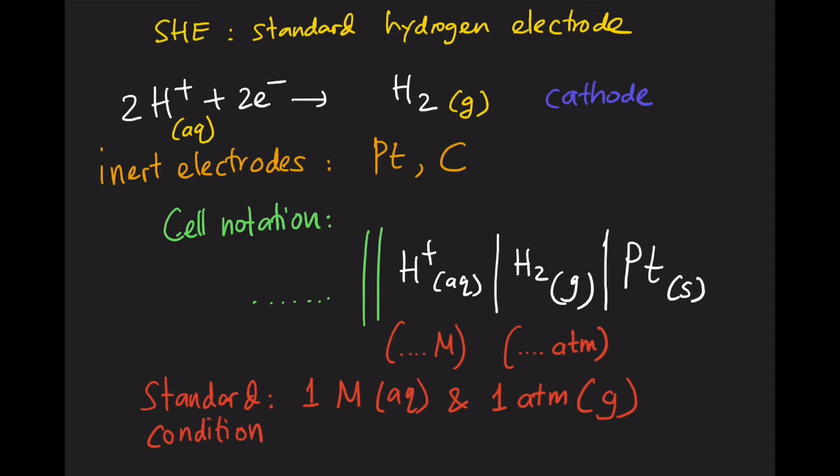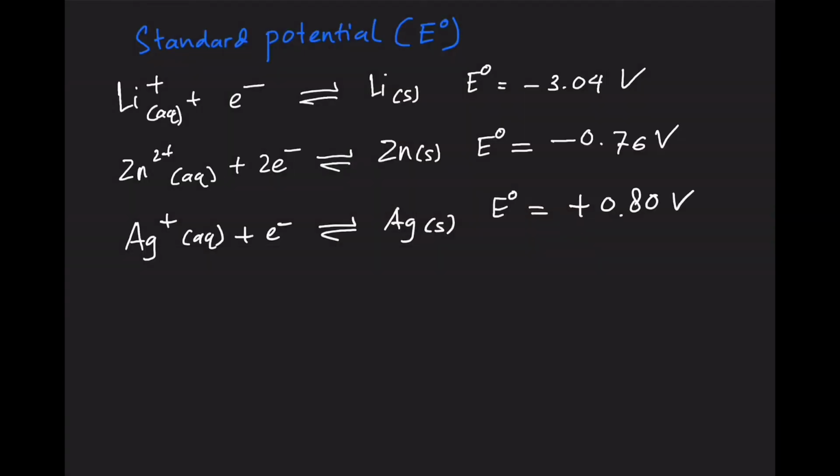Of course, we can also have the non-standard ones where the concentration will become any other number but 1, and for gas it will be any other pressure but 1 atm. That will be the non-standard condition. So with that in mind, I will introduce you now to a parameter that we call the standard potential. Again, standard means that we have all aqueous phases as 1 molar concentration and all gaseous phase in 1 atm pressure. Now, standard potential is symbolized as E0, like this.